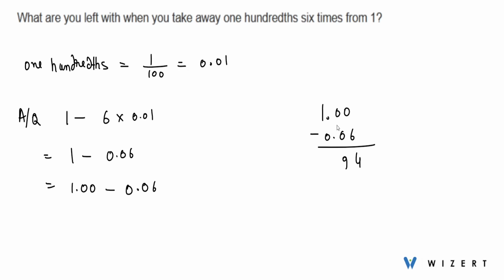And we have again 1 as a carry, so 0 plus 1 will become 1, and 1 minus 1 will be equal to 0. So we will have 0.94 as our required answer. So 0.94 will be our required final answer.